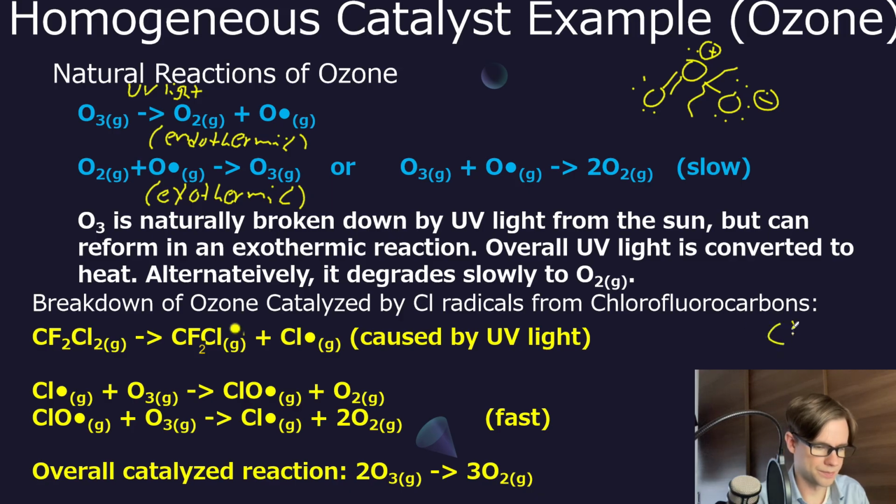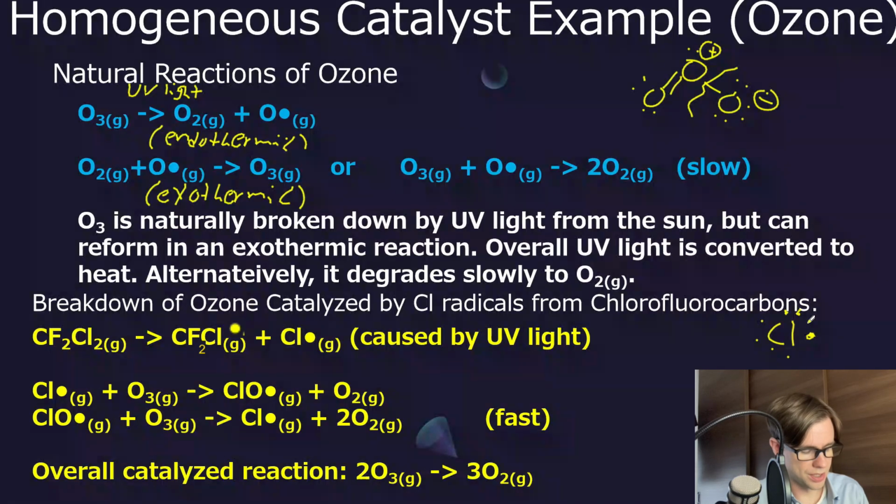Again, looks something like just the elemental Lewis structure for chlorine with an unpaired electron. 7 electrons on that chlorine. All right, and now once that forms, that can participate in the ozone reactions as well. Cl dot plus O3 goes to ClO dot plus O2. And then further on that, ClO dot plus O3 goes to Cl dot plus 2O2. And this goes much faster.